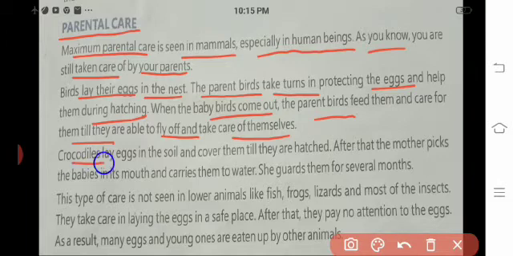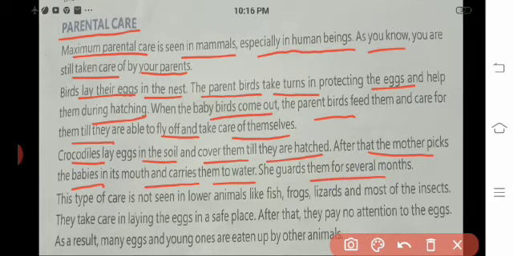Crocodiles lay eggs in the soil and cover them till they are hatched. After that, the mother picks the babies in her mouth and carries them to water. She guards them for several months.